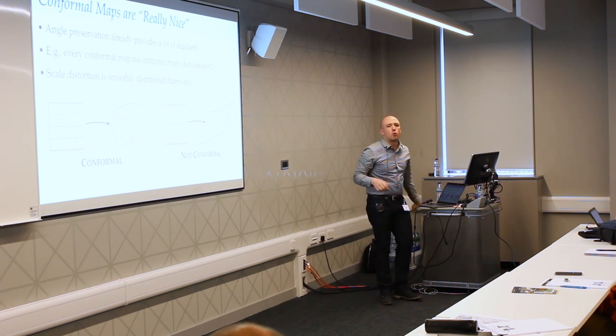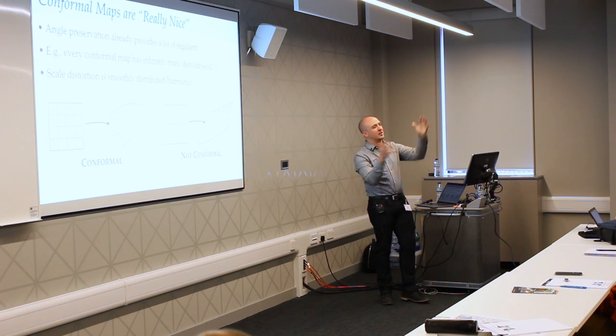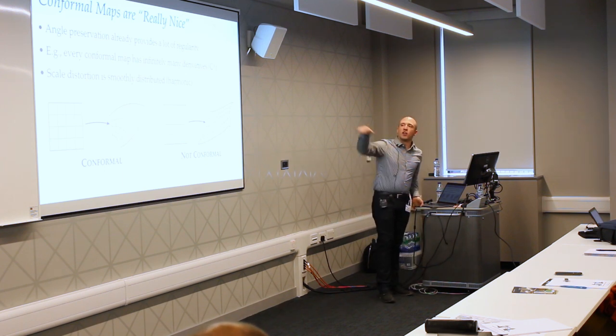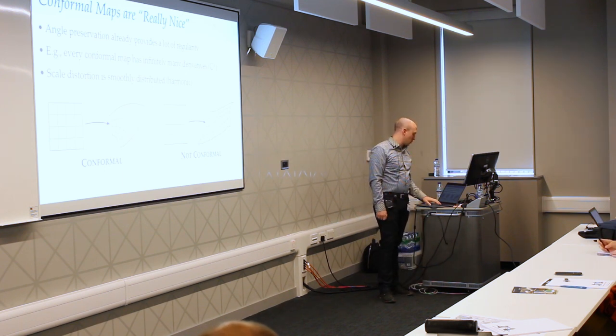And in fact, I said before, okay, the scale can be arbitrarily bad, right? Greenland gets really big, Australia is really small. Well, at very least, you know this distortion in scale is very smooth. So in some contexts, it ends up being what's called a harmonic function, which we'll talk about in a bit.